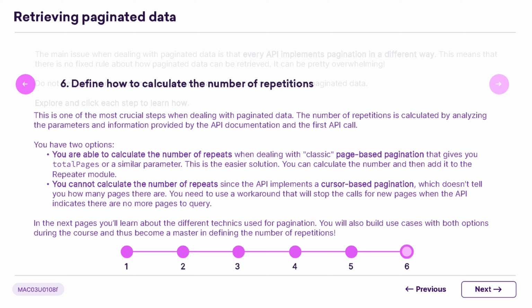This approach allows for a clear plan in handling your data retrieval efficiently. However, when it comes to cursor-based pagination, the process is a bit more complex. Unlike page-based pagination, cursor-based methods don't offer a direct parameter to tell you how many pages exist. Instead, you'll need to implement a mechanism that tracks when there are no more pages to fetch, often by checking for an empty response or a specific endpoint signal.